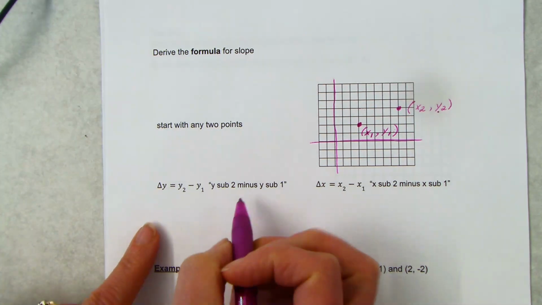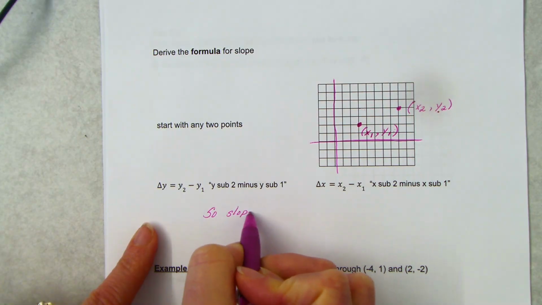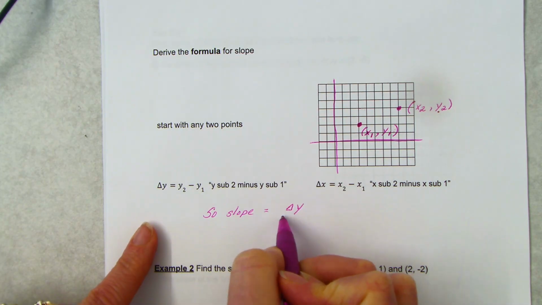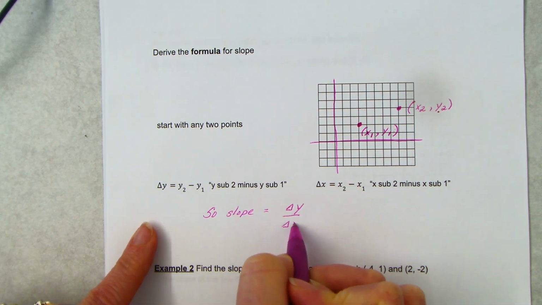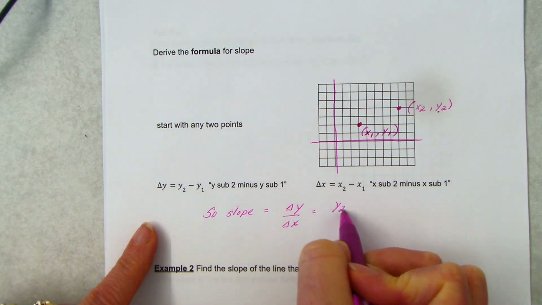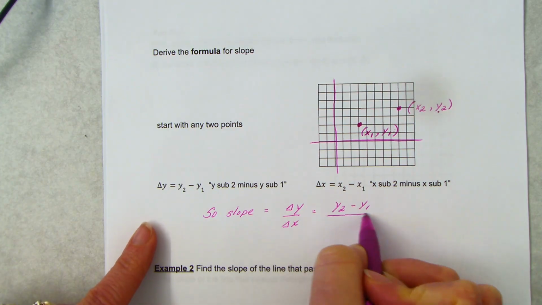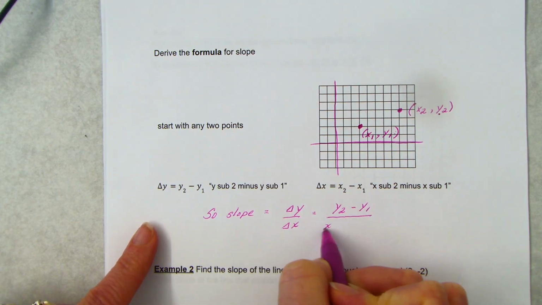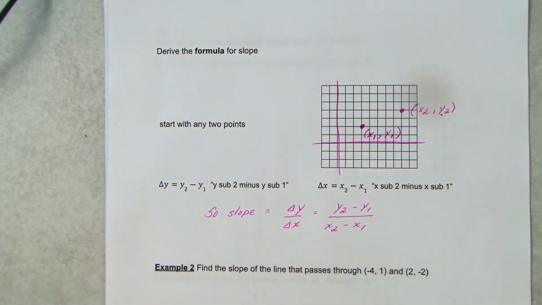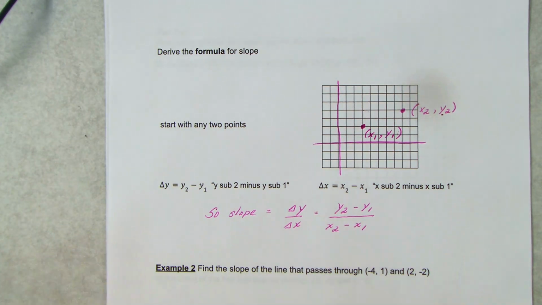So then let's put in our formula. So the slope is equal to the change in the y over the change in the x, which equals y sub 2 minus y sub 1 over x sub 2 minus x sub 1. All right. So this is your formula for finding slope.